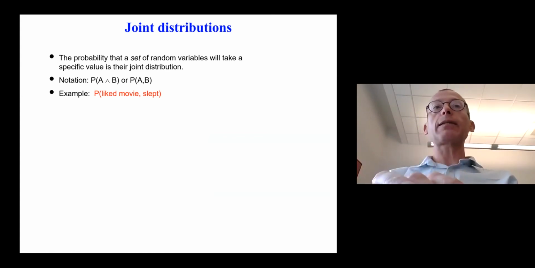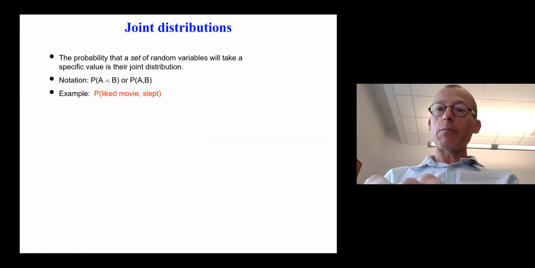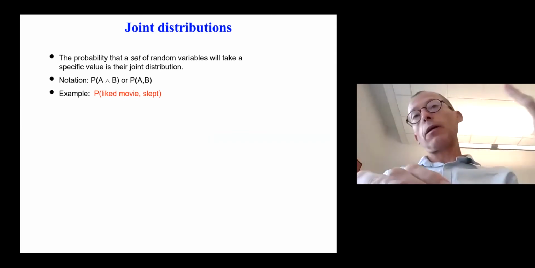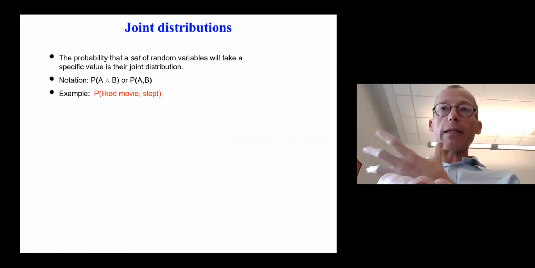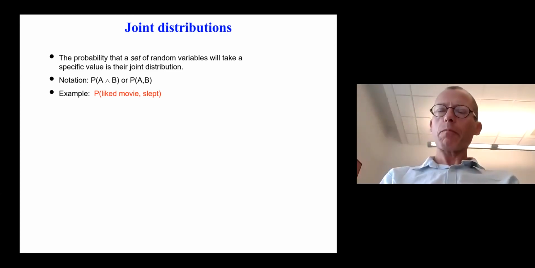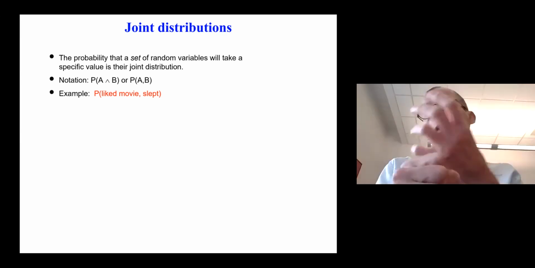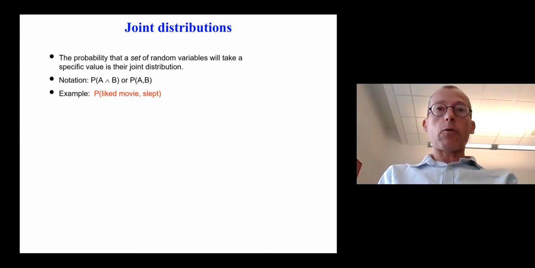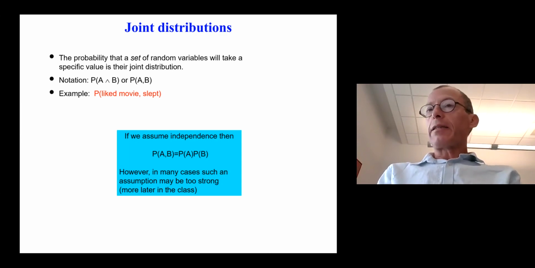Okay, so for example, in this case, we can say, what's the probability that I both liked the movie and slept in the movie? Okay, so this is the probability of 2 random variables, like the movie and slept in the movie. Both of these have a probabilistic outcome. And we can ask, what's the probability that both of them occur or happen together?